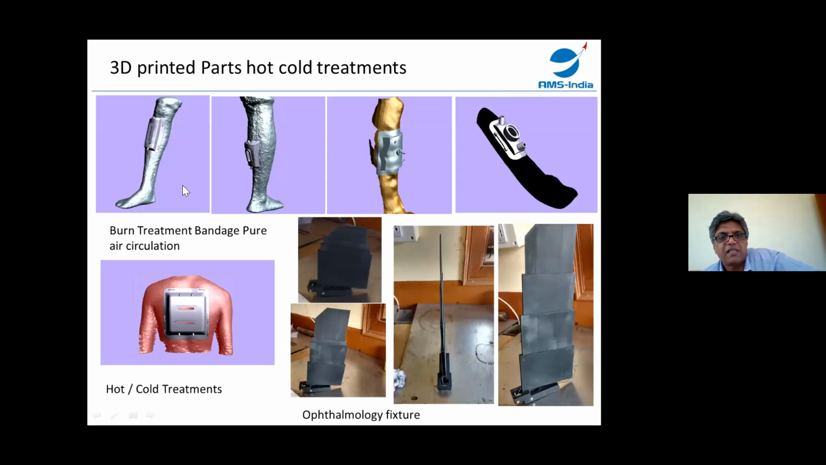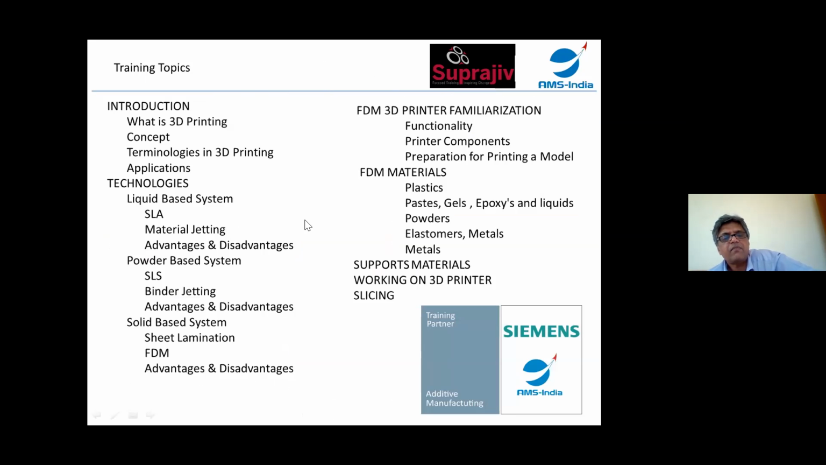Printing with different materials. Again, different types of body parts can be printed for various bandage purposes, for ophthalmology, for hot and cold treatments. Different applications are there. Fundamentally, what we have made now is a machine which is very much capable for a variety of applications. We have a very good relationship for reusing and recycling plastics.